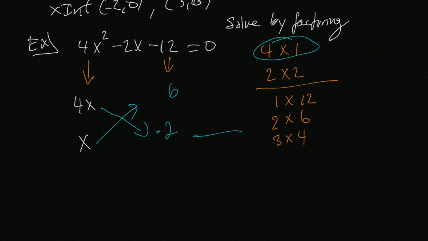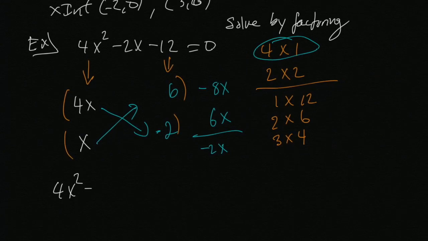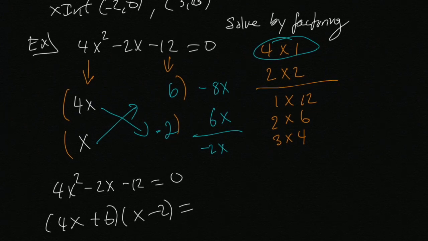4 times 2 is negative 8x. X times 2 is 6x. And we add those together, we get our negative 2x. And so these right here are our two factors. And so therefore your 4x squared minus 2x minus 12 equals 0 is going to be 4x plus 6 multiplied by x minus 2 is equal to 0. And then you solve for x.